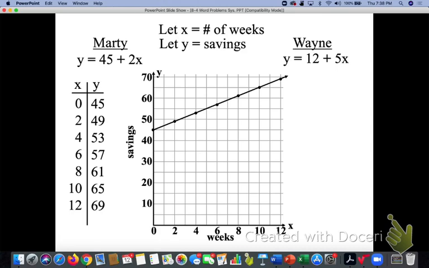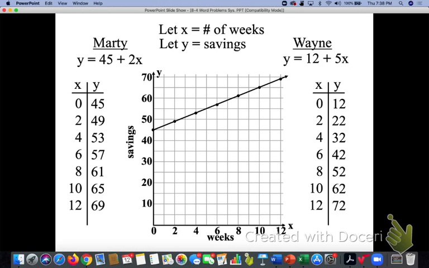Now, I'm going to do the next one, same thing. We're going to choose our x's. We're going to substitute those into the equation, and we get the following numbers. And then I'm going to plot those points.